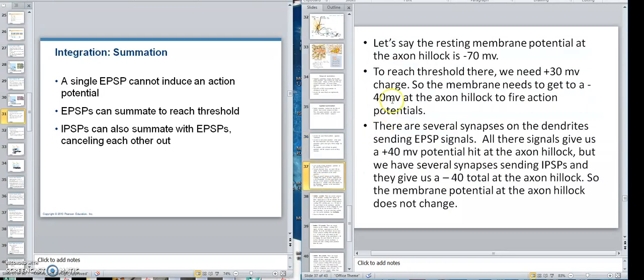Okay. Let's say that the resting membrane potential at the axon hillock is a negative 70. To reach threshold, then we need a plus 30 charge. So the membrane needs to get a 40 millivolt change at the axon hillock to fire action potentials. There are several synapses on the dendrites sending EPSP signals. All these signals give us a plus 40. I'm adding all the EPSPs up. Okay? Hit at the axon hillock. But we have several synapses sending IPSPs, and they give us a negative 40. Thus, at the axon hillock, we're still at a negative 70 millivolts, because plus 40 neutralized the negative 40.